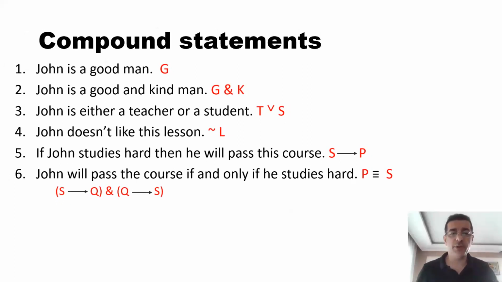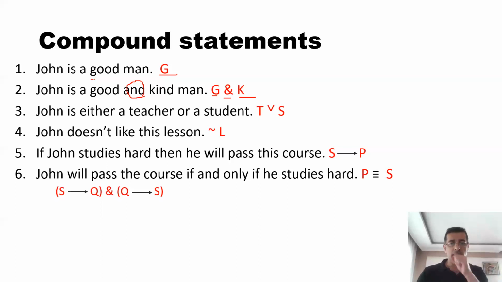Okay, so now you can see the answer. Well, I hope you did them correctly. Now again, John is a good man. We have just used G, so I'm just using G here, right? And here, John is a good and kind man. Again, we have the operator and, as I told you before. John is a good man, John is a kind man. So we say John is a good man and a kind man becomes good and kind, okay?